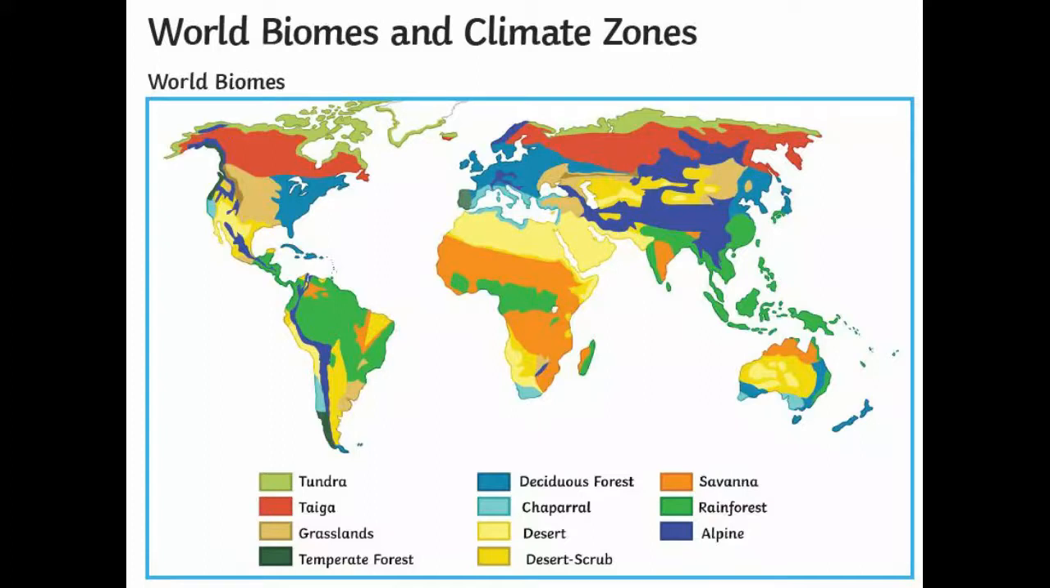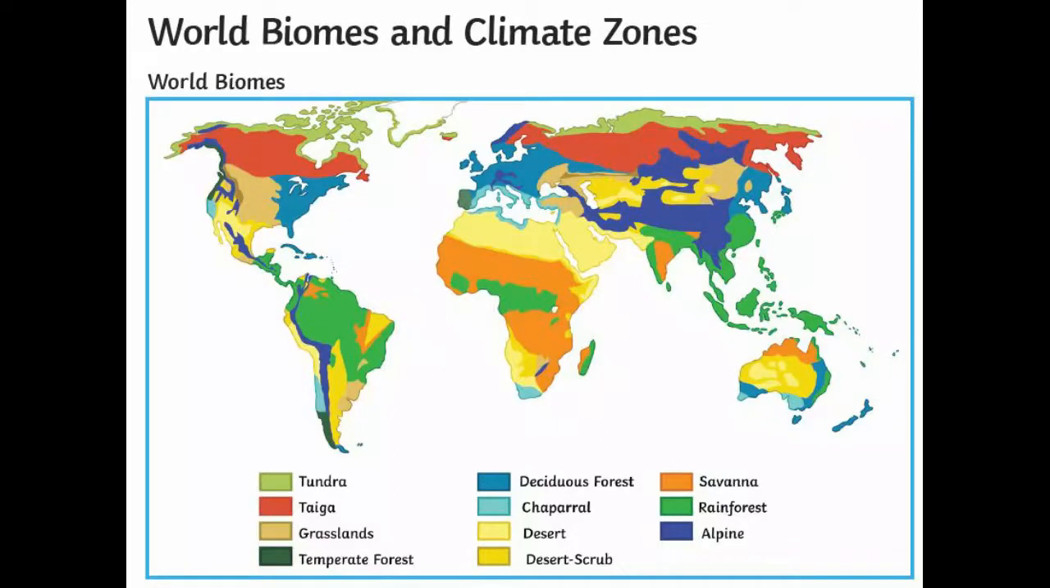Taiga is what we would possibly also call boreal forest, and that's below the tundra. It's where you get a lot of conifer forests. So particularly we can think of that being in the top parts of Russia below where the tundra is, and also in North America. Grasslands is kind of self-explanatory.